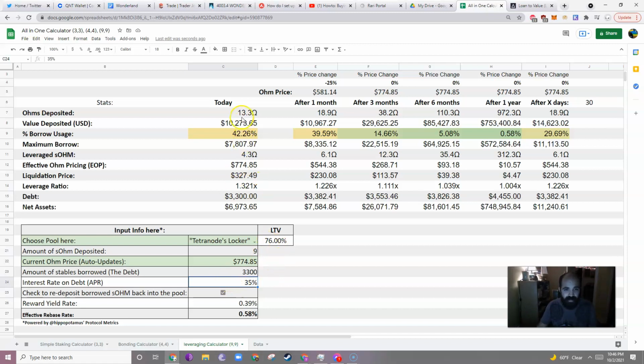So let's say I do that, right? I'm going to go from 9 staked Ohm to 13.3 staked Ohm in a day, start earning on all of that, which is fantastic. And you're only paying 35% APR on your loan, which is no big deal because you're making 7,000% APY from Ohm. So that's awesome.